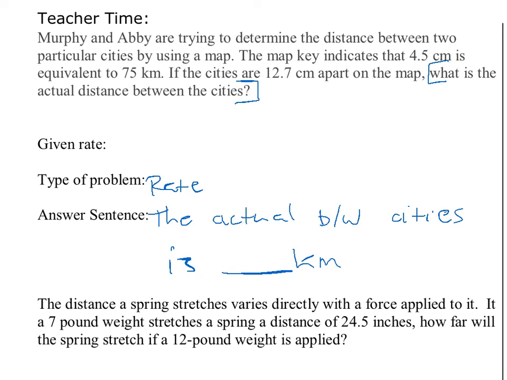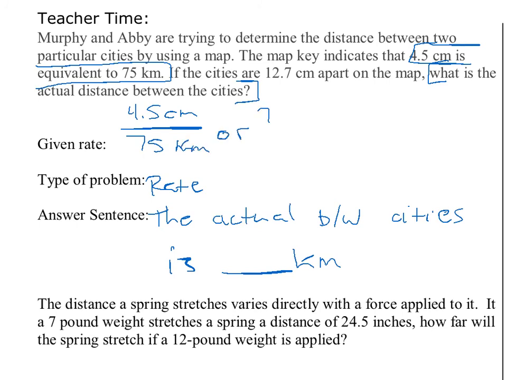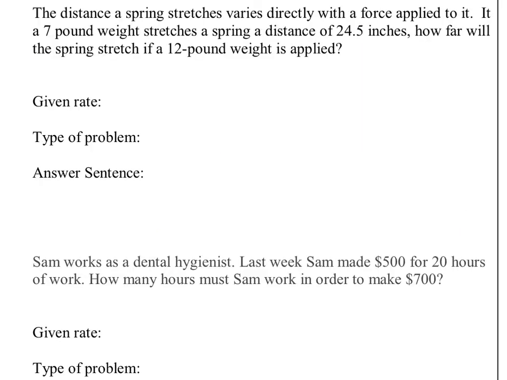Carson, what is the rate in this problem? Okay, so he reads right here, 4.5 centimeters is equivalent to 75 kilometers. In your work, you should be boxing in where that rate comes from. So 4.5 centimeters for 75 kilometers. Or, remember it can be written both ways. For every 75 kilometers, that's going to be 4.5 centimeters on the map. Okay, let's look at this second one.